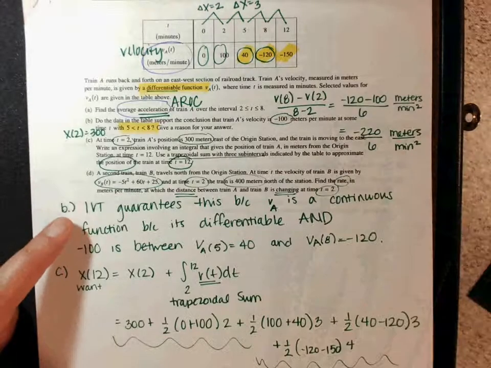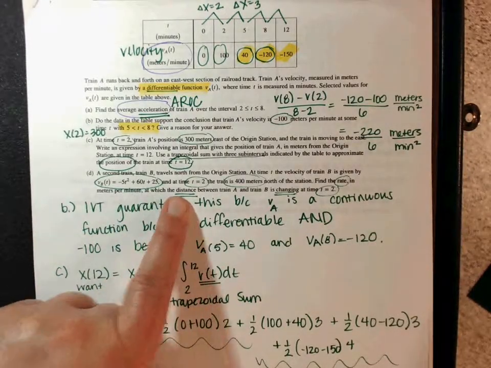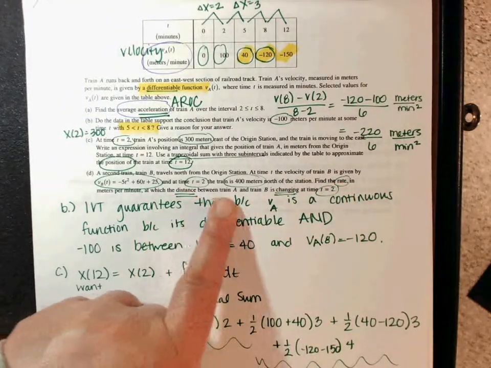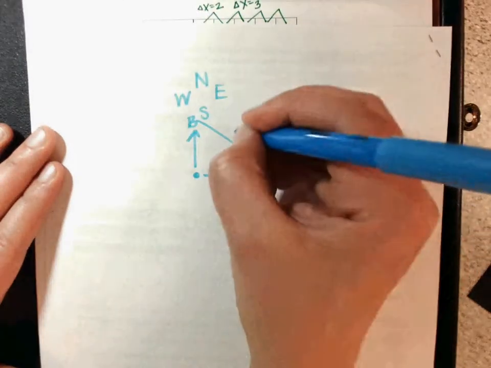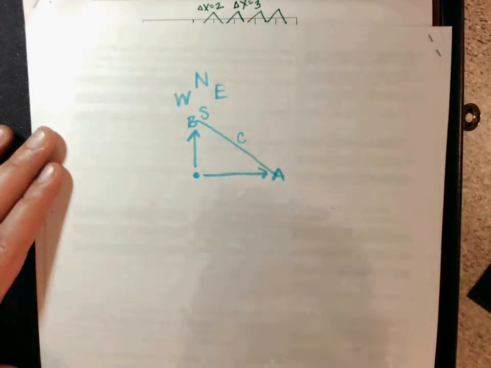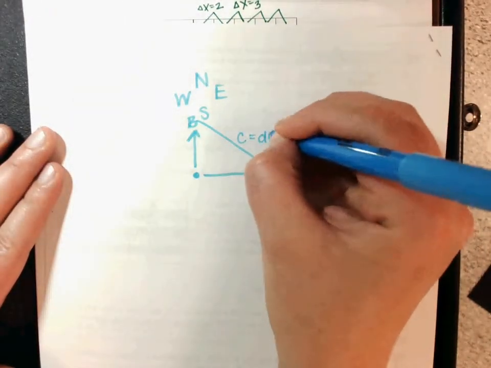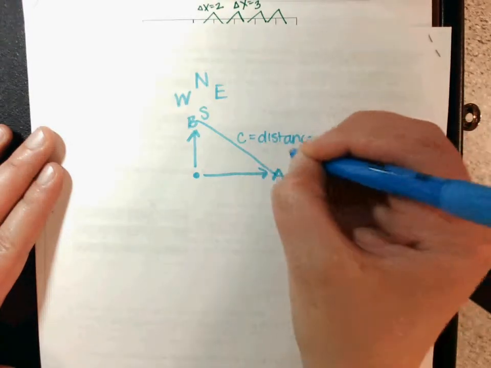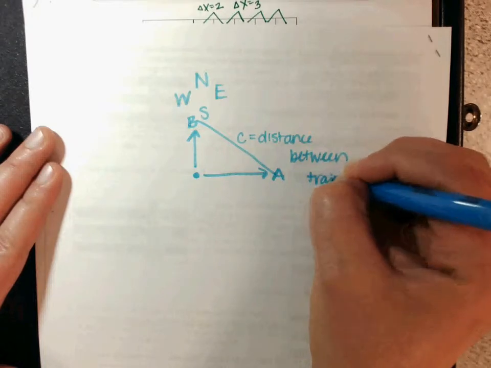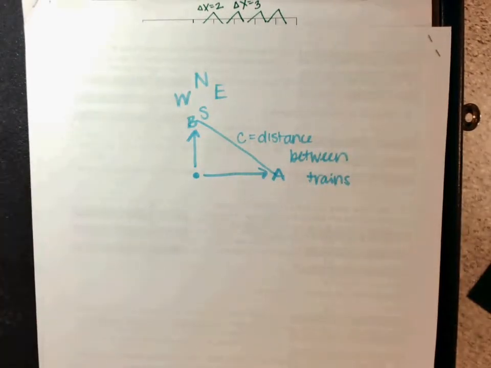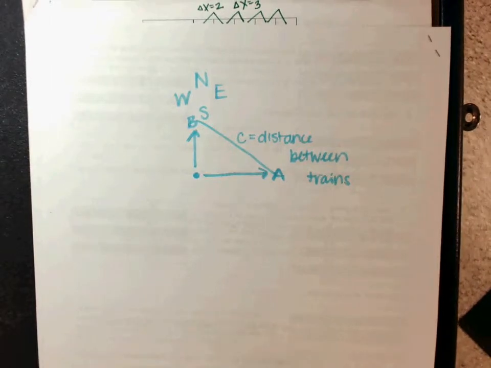Okay? Then it says how fast is the distance. Find the rate that the distance between the trains is changing. So remember that this is my distance here. So C is going to be the distance between the trains. Okay? So the first thing that you should be thinking is, oh man, this is a related rate. I can't wait to review that. Okay, me too. Funny you say that.